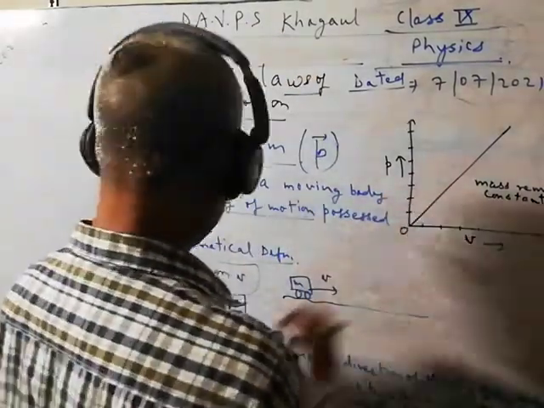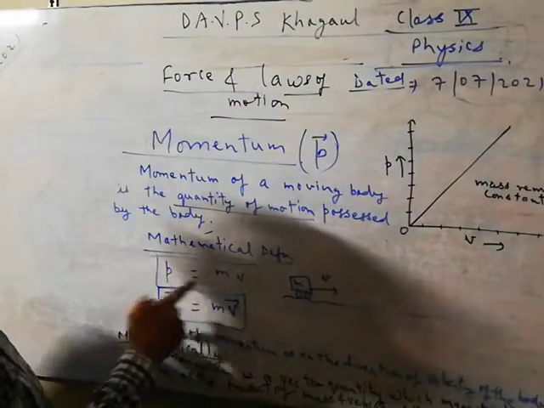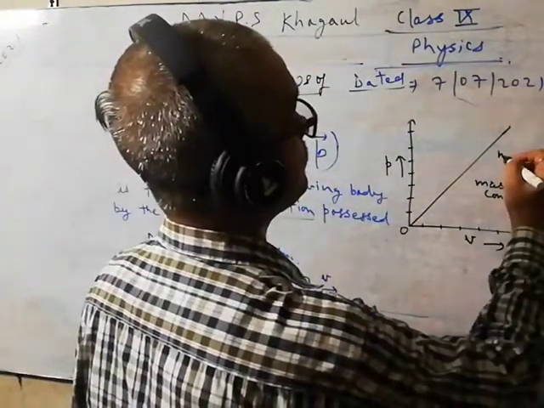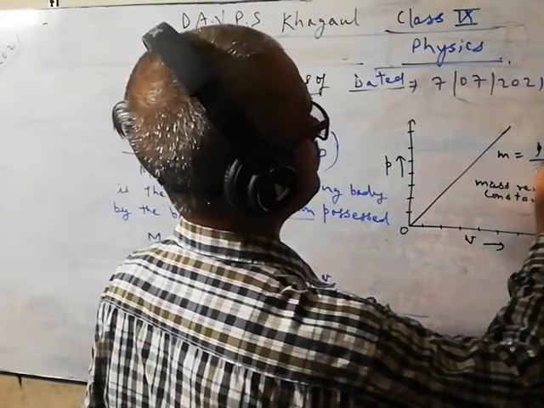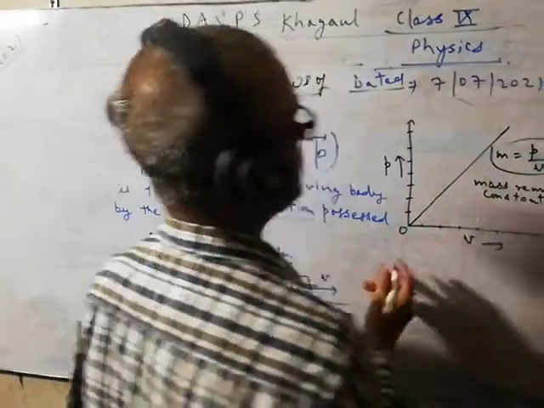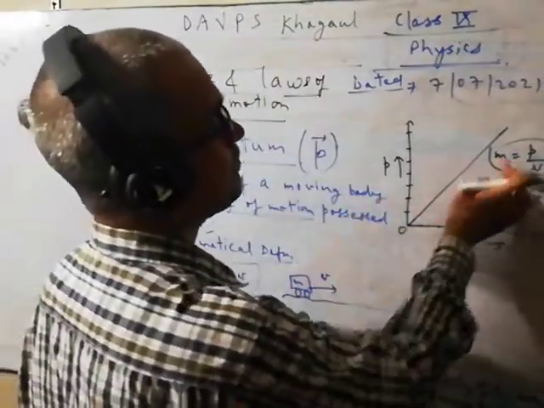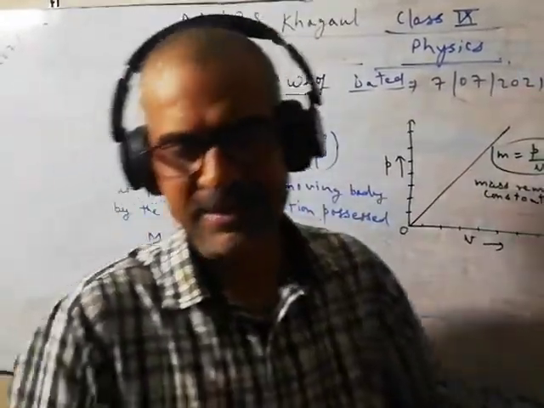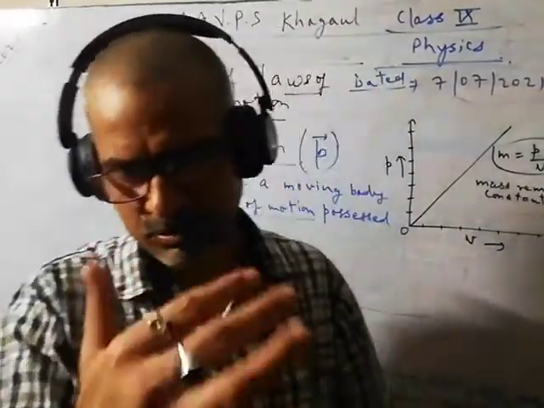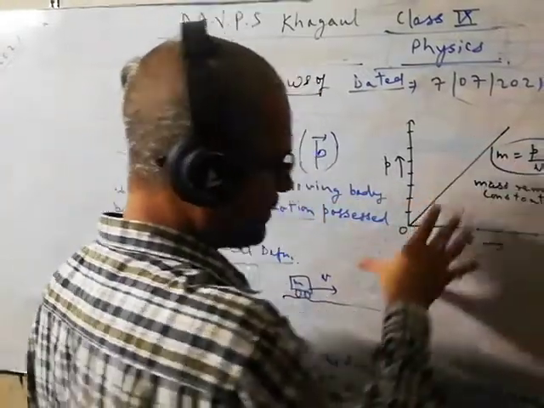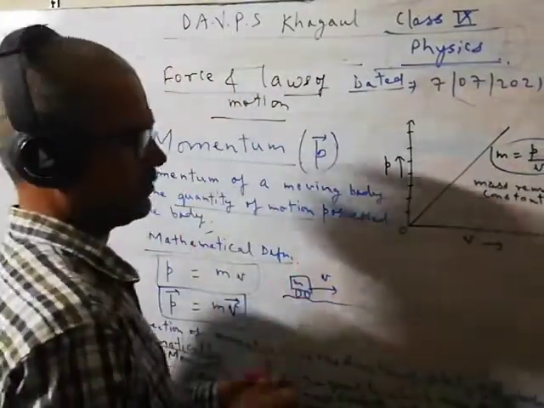Actually, if we write the formula, then M will be P by V. So here you can understand that the slope of this graph gives mass. Okay, so by graph we can understand many things. You have got the idea of slope. Here in this P-V graph, the slope gives the idea of the mass of the body.